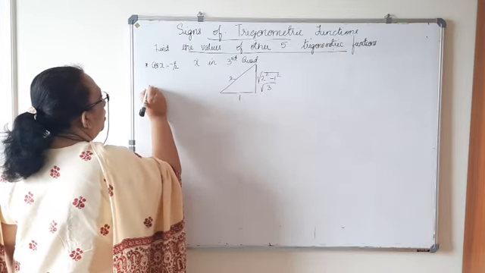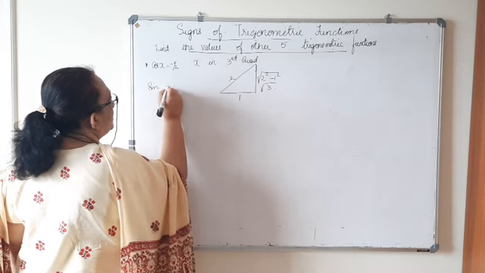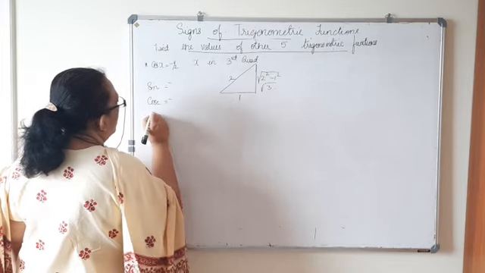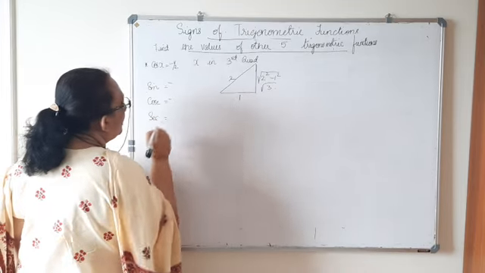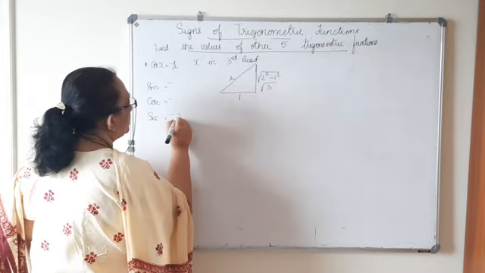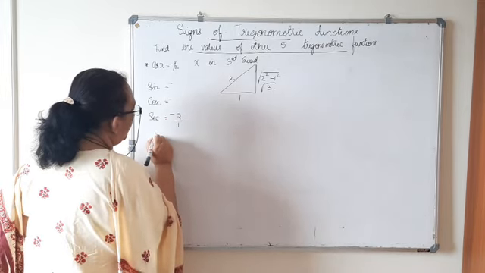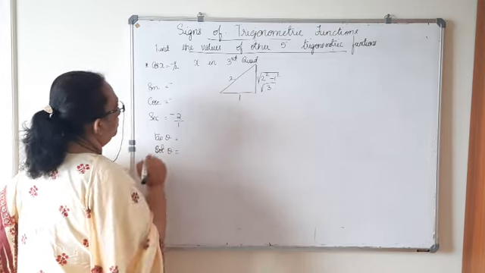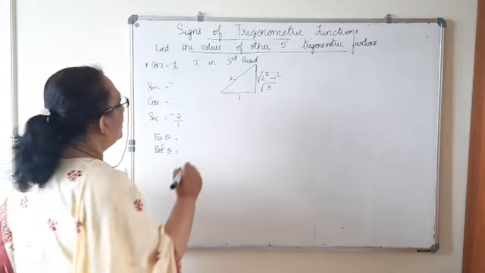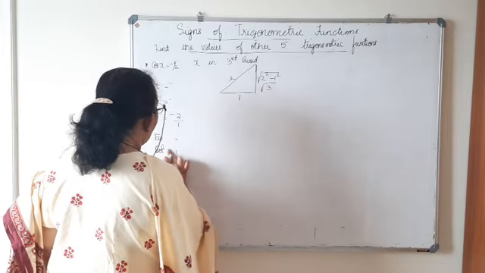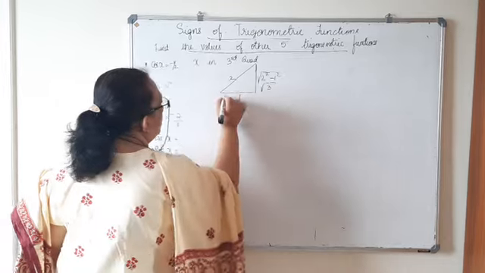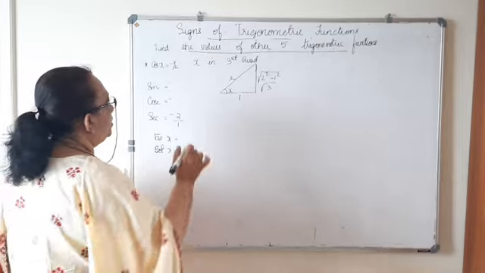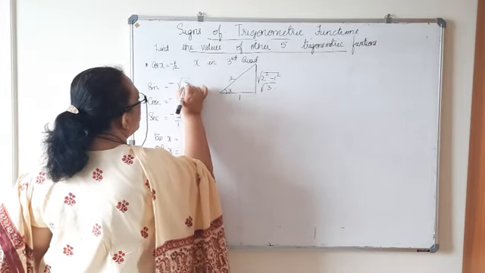Now, in the third quadrant, sine is negative, cosecant is negative. Cos is given, secant is a reciprocal of cos, so that is minus 2 by 1. Tan is positive and cotangent is positive. So what is sine theta? Instead of theta, here they have given x, so let this angle be equal to x. Sine x is equal to opposite side by hypotenuse, that is equal to minus root 3 by 2.